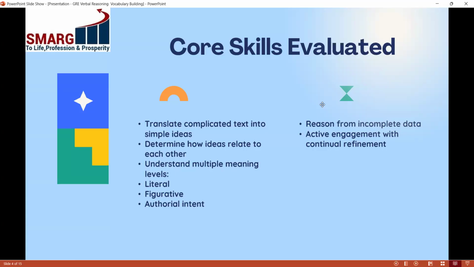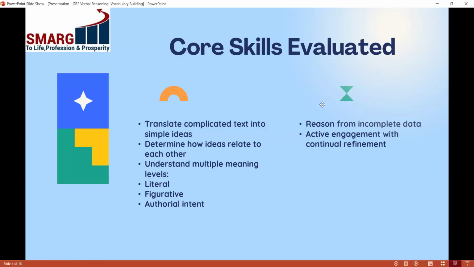Now we move on to multiple meaning levels. What are these multiple meaning levels? Any particular text, and this applies to all the 3 question types or any vocabulary-based question that you get, has 3 things happening. Some questions will directly ask for the literal meanings. Either you know the meaning, you understand what that is, or you don't. Some talk about figurative meanings, and then there is authorial intent. Now, what is happening here?